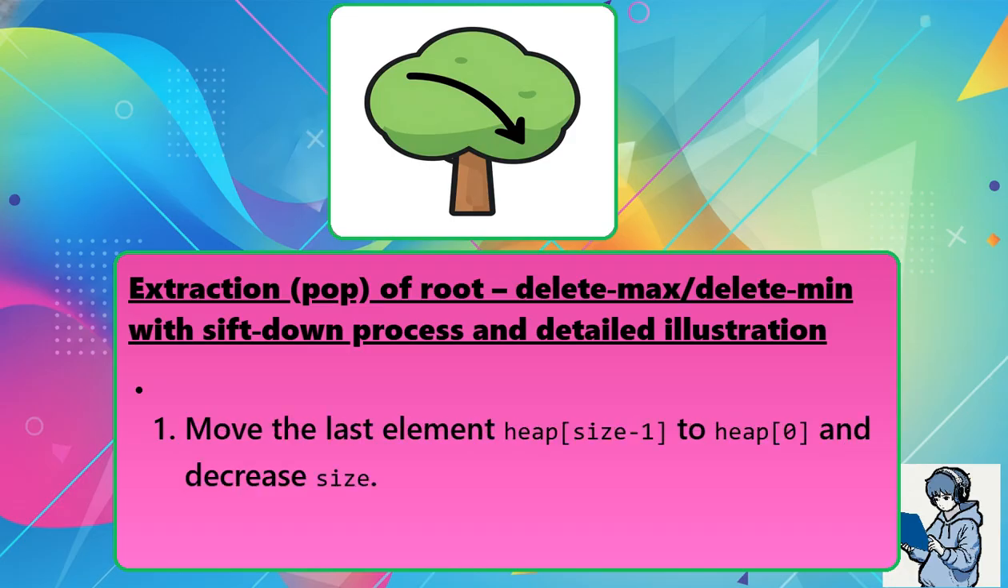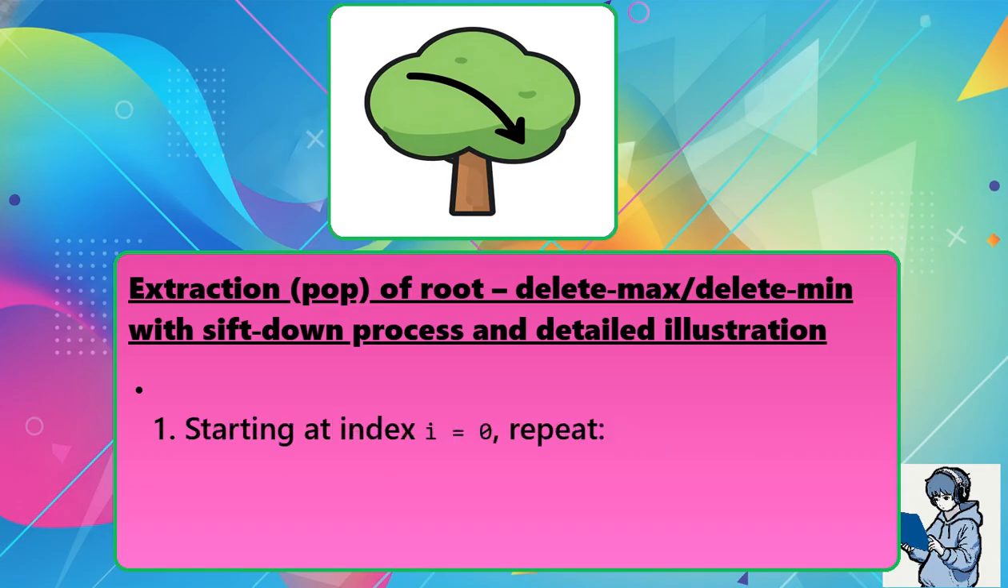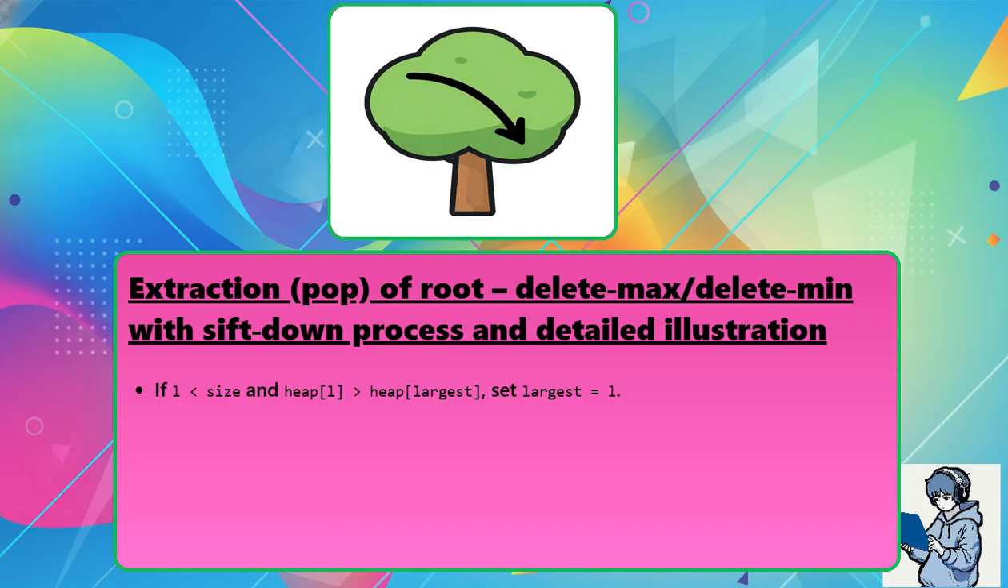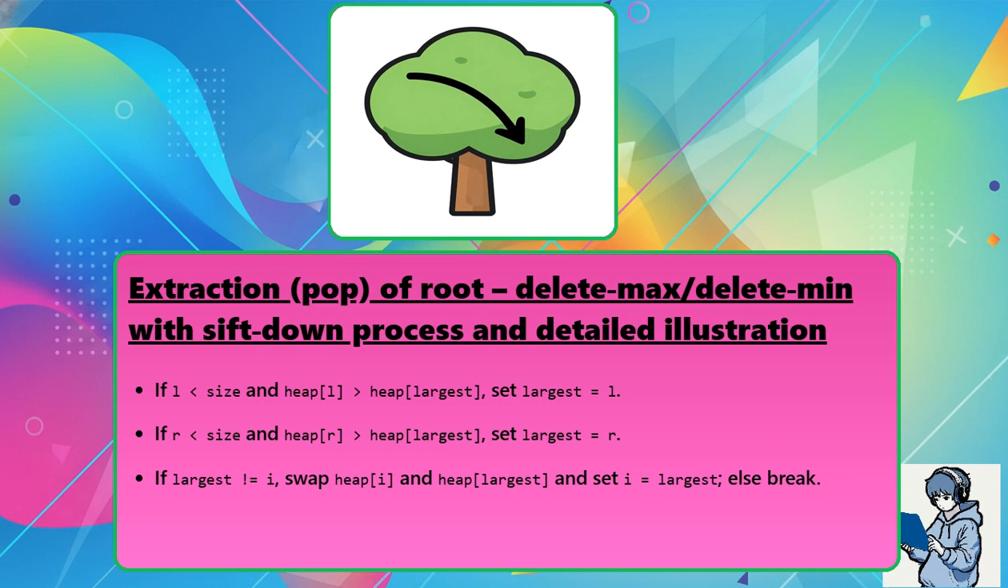Step 2. Move the last element, heap[size-1], to heap[0] and decrease size. Step 3. Starting at index i equals 0, repeat: let L equals left of i, R equals right of i. Choose largest equals i. If L is less than size and heap[L] is greater than heap[largest], set largest equals L. If R is less than size and heap[R] is greater than heap[largest], set largest equals R. If largest is not equal to i, swap heap[i] and heap[largest] and set i equals largest, otherwise break.